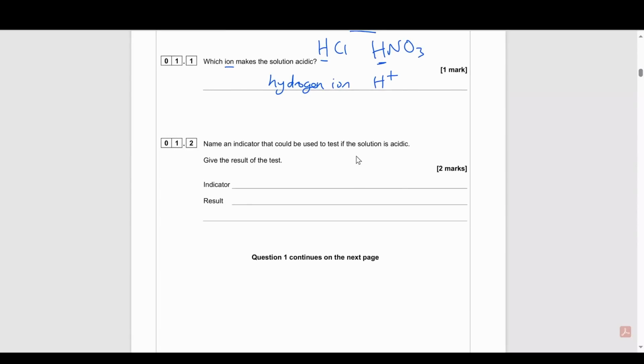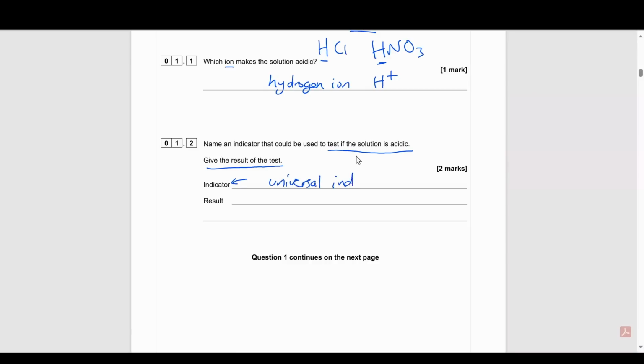1.2. Name an indicator that could be used to test if the solution is acidic. Give the result of the test. So an indicator could be a chemical, or our other method of testing would be some sort of piece of paper. So the common indicator that can be used to test if a solution is acidic would be universal indicator.